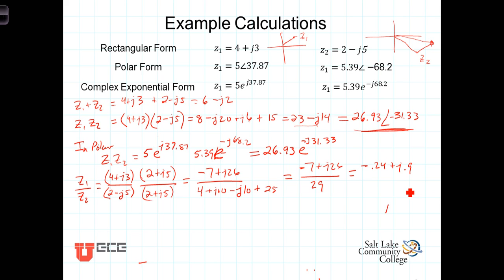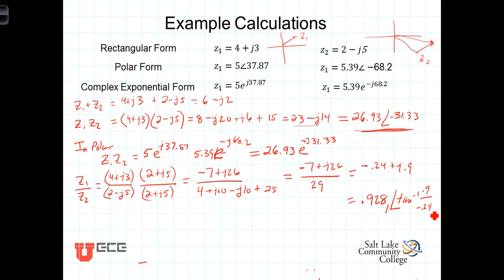Now let's go ahead and convert this to polar coordinates. In polar coordinates, the magnitude is equal to the square root of negative 0.24 squared plus 0.9 squared. That turns out to be 0.928. That's the magnitude. Now the angle. The angle here gets to be a little bit tricky. The angle is going to be the arc tangent of 0.9 divided by negative 0.24.